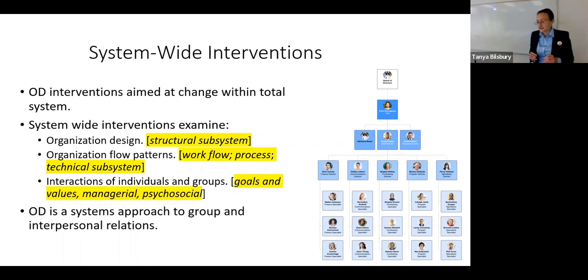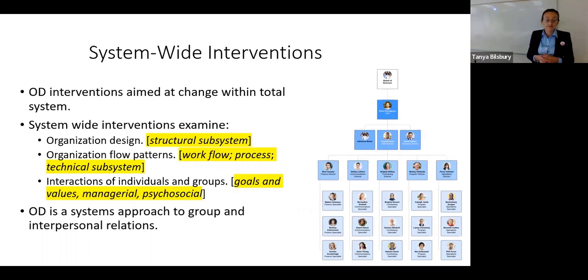Now, in this chapter, we're going to talk about interventions that are actually system-wide, okay? OD as advertised. So system-wide interventions have to cover the whole system. You've learned that there are 5 subsystems of an organization.